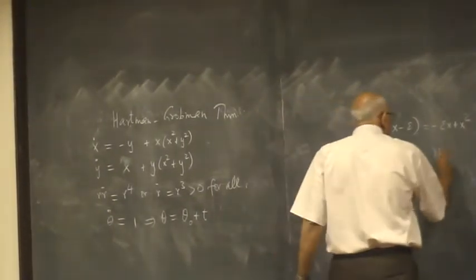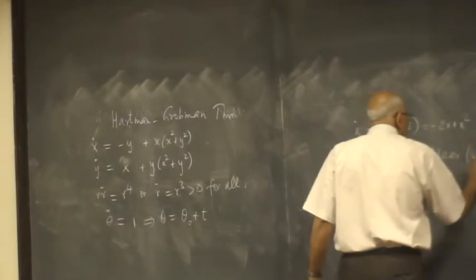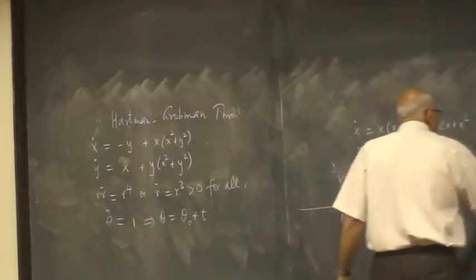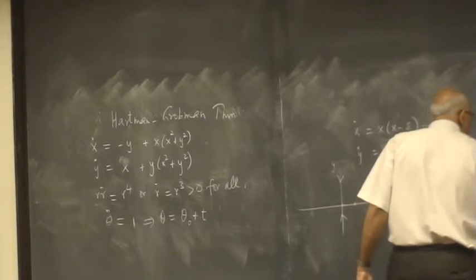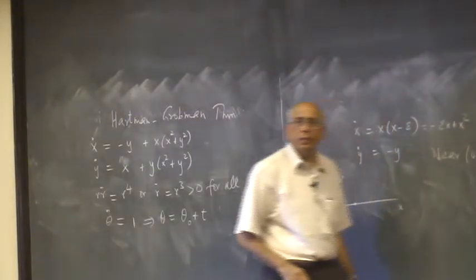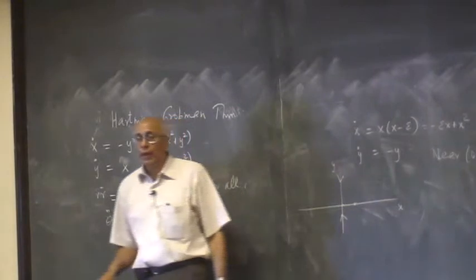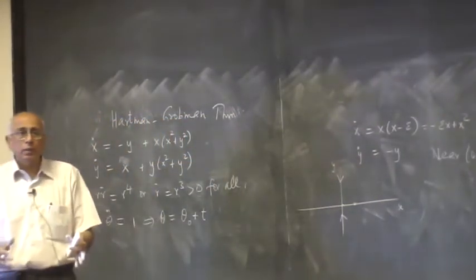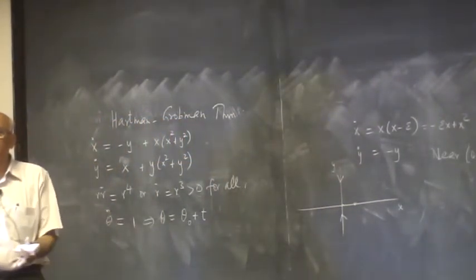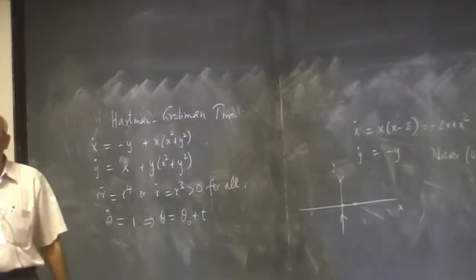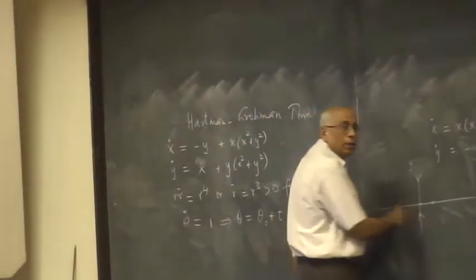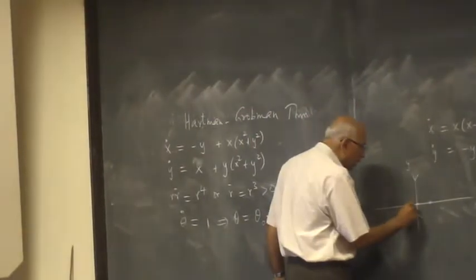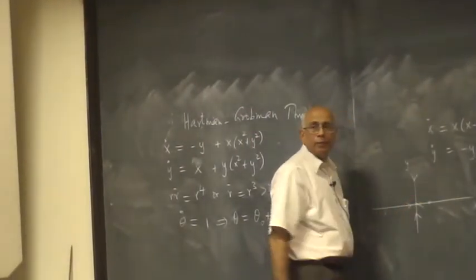So, near 0, 0, x dot is minus epsilon x, y dot equal to minus y. The two eigenvalues are minus epsilon and minus 1, both negative. So it's an asymptotically stable node at this point. So this guy is asymptotically stable, and I know that the flow lines must therefore go in like that.